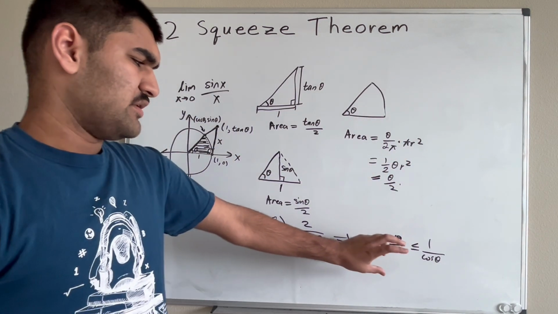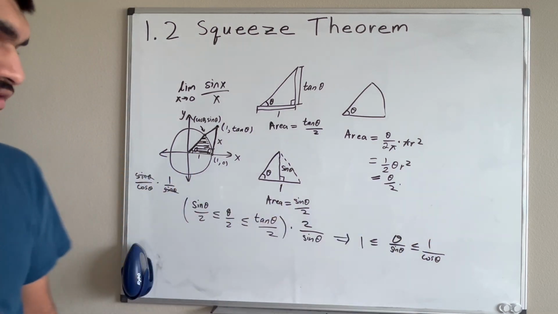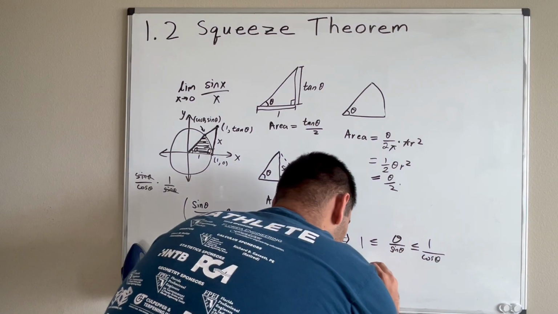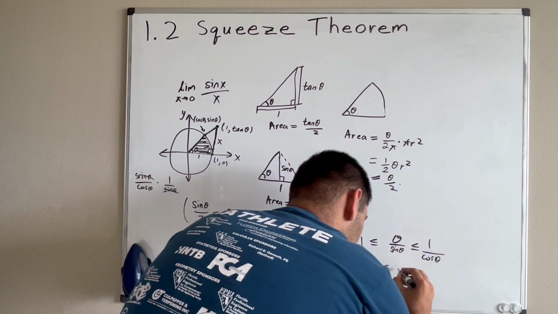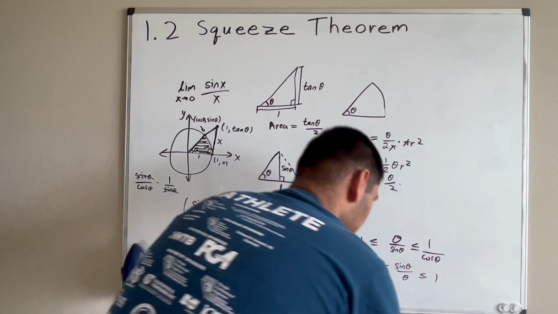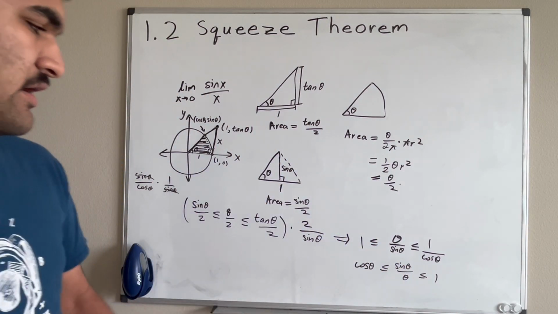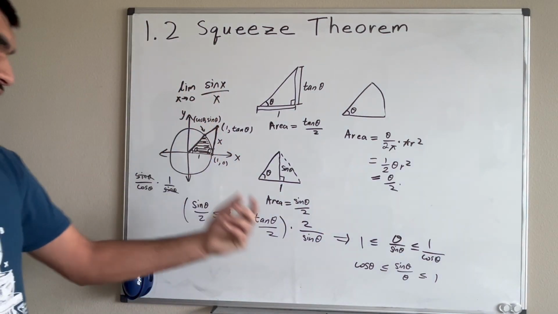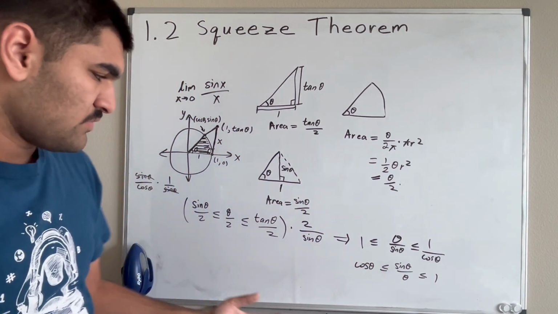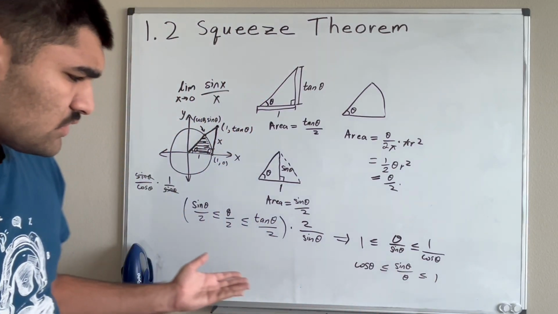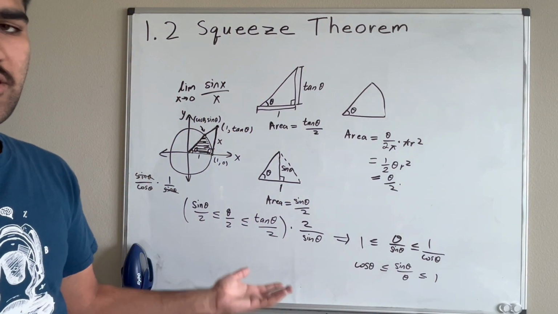So now, if we take the reciprocal of all the sides, the inequalities flip. So then we get that cosine theta is less than or equal to sine theta over theta, which is less than or equal to 1. So now this is perfect, right? Because we have our function that we want the limit of, sine x over x, sine theta over theta. It's the same thing. And we have bounded it between two other functions. So that's exactly the setup that we need for the squeeze theorem.